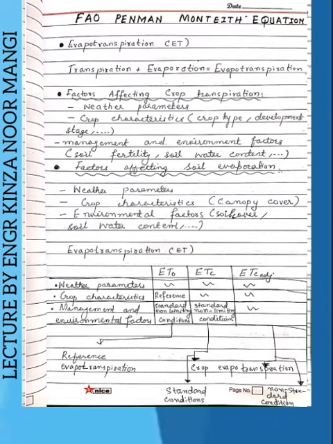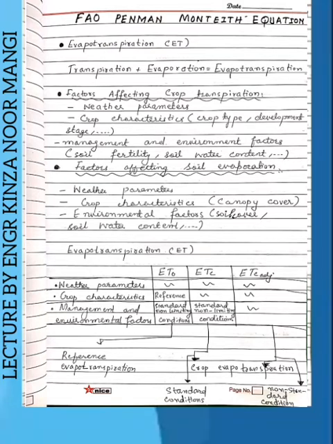What happens in the field is that when both of these processes occur, it becomes difficult for us to distinguish between transpiration and evaporation. That's why we collectively call them evapotranspiration, and it is denoted as ET. There are some factors which affect crop transpiration, and some factors that affect soil evaporation, but majorly both are affected by the same parameters.